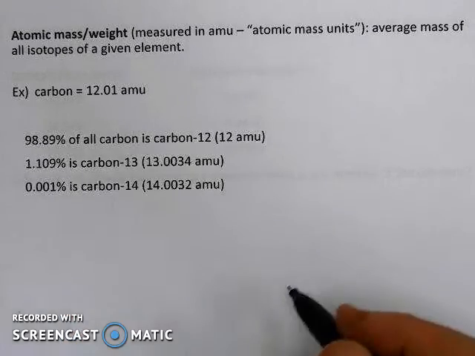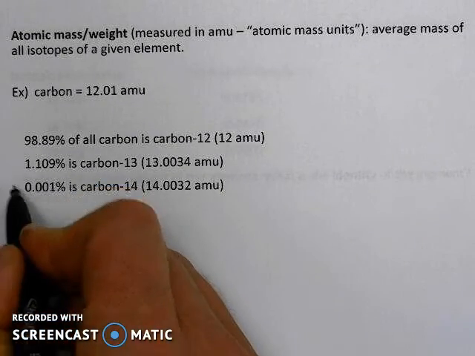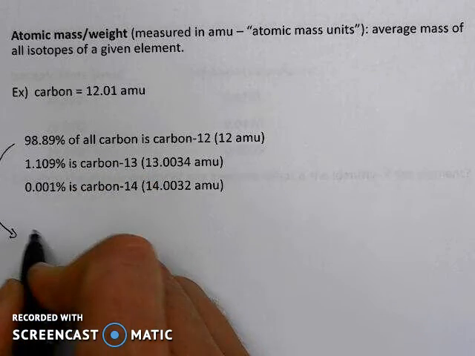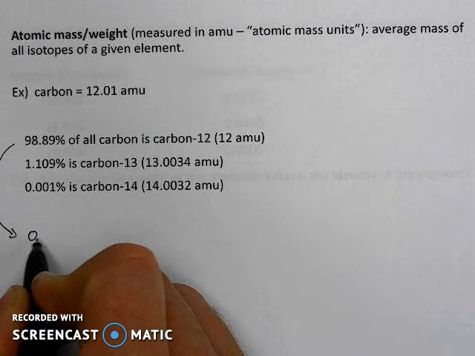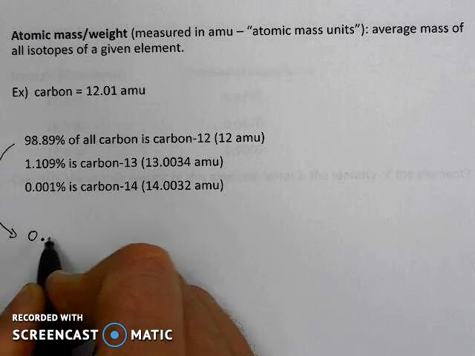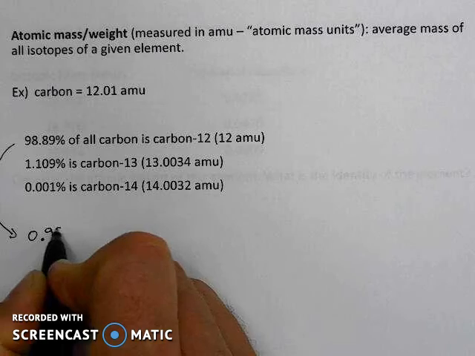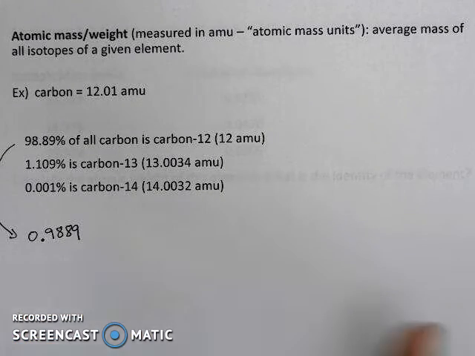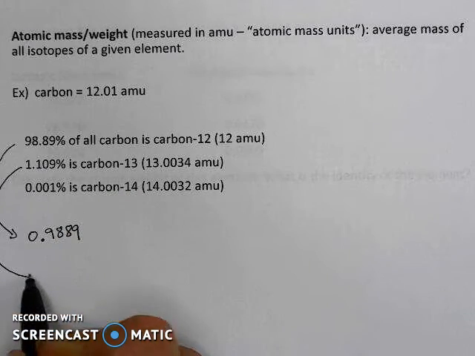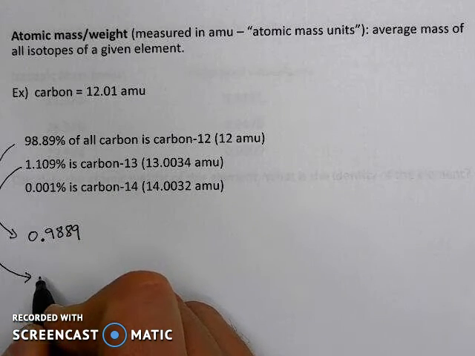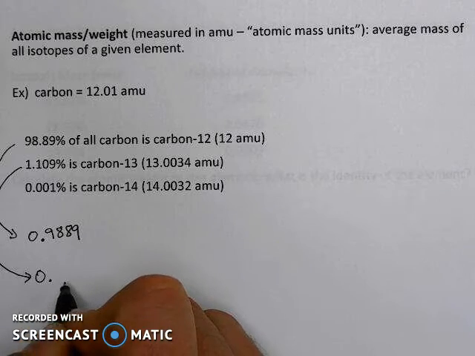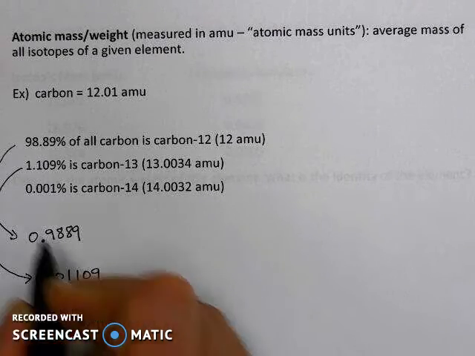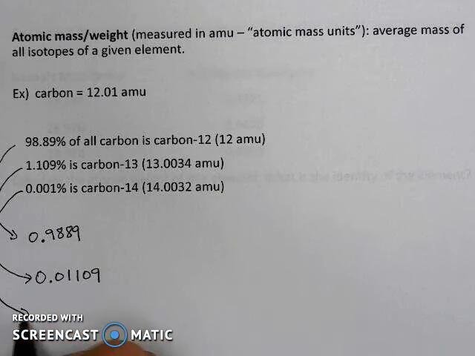So all we're going to do is take each of these numbers and write them as decimals. Each of these percentages, so for example, 98.89% written as a decimal just means to divide it by 100, so it becomes 0.9889 instead of 98.89%. I'm going to do the same thing with my other 2 percentages. 1.109% written as a decimal divided by 100 is 0.01109. And my last number is going to be really, really small.